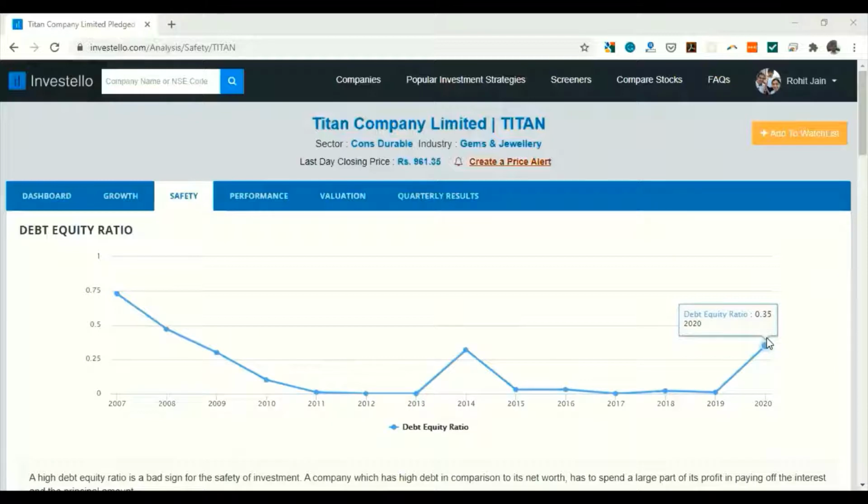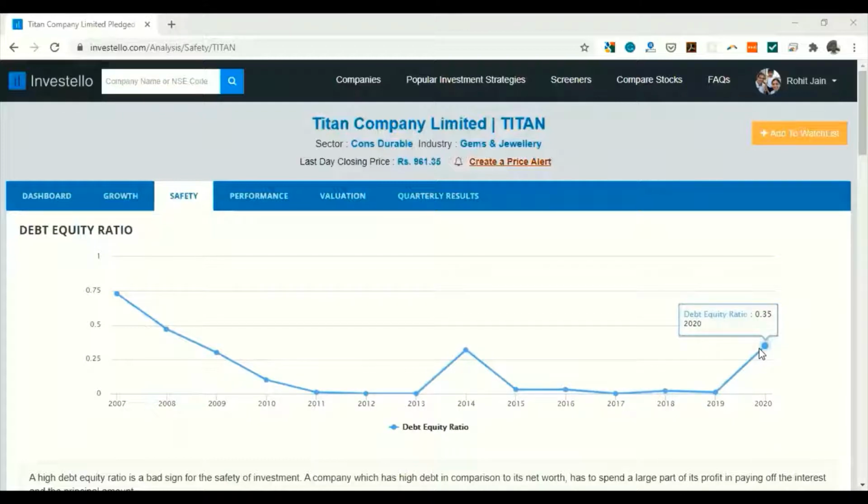So this is a sudden increase, and it means that Titan has taken on debt in recent times. Maybe they have plans to grow their operations, and so it needs to be investigated further: if the company is taking debt, where is it putting the cash obtained from this debt, and how does it plan to utilize that in future. This information can be obtained from the annual report, but from this graph we know that Titan has recently increased its debt.